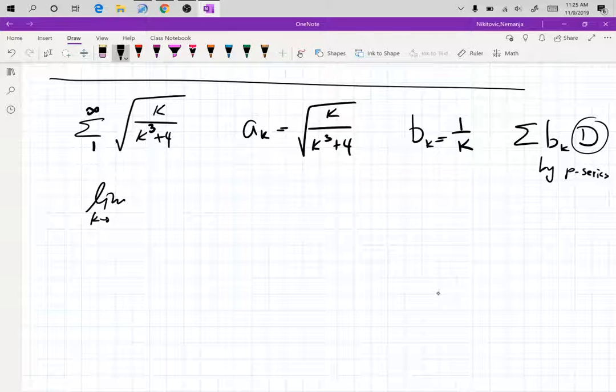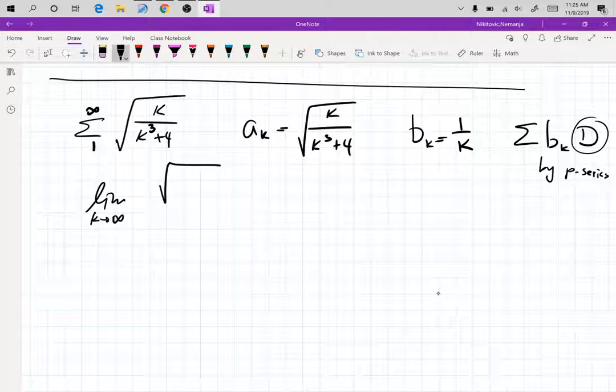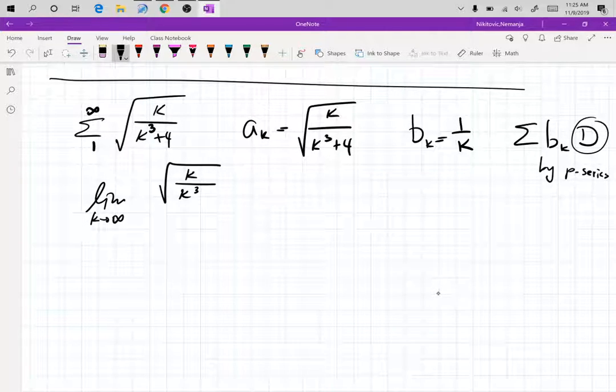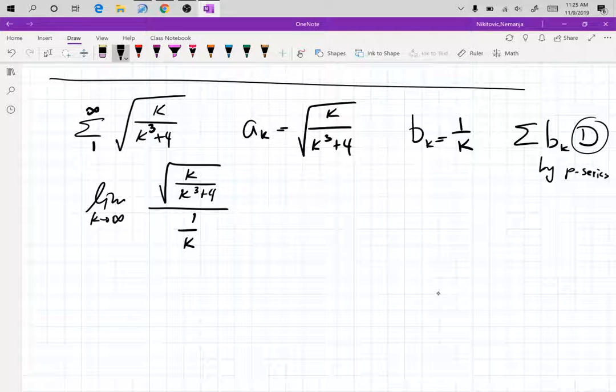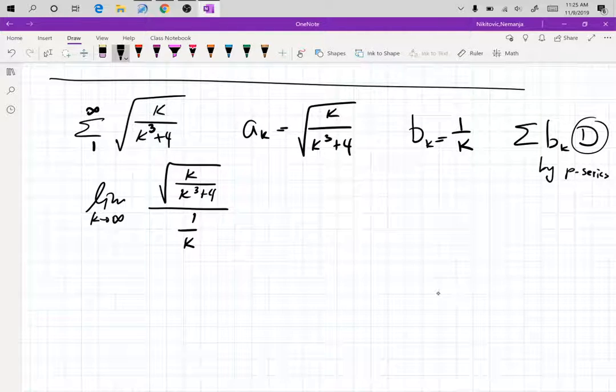Limit as k goes to infinity of square root of k over k cubed plus 4, divided by 1 over k. Go! How do we do this limit? The bottom's a higher power. Is it? We just talked about it, they're the same. Doesn't it just diverge?